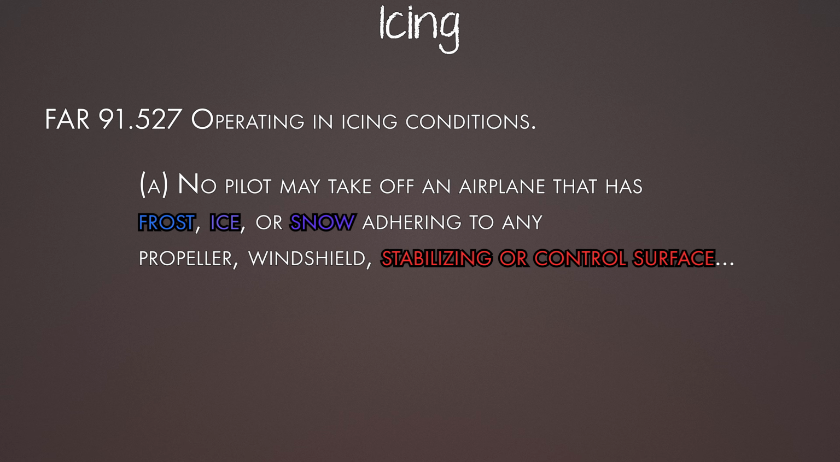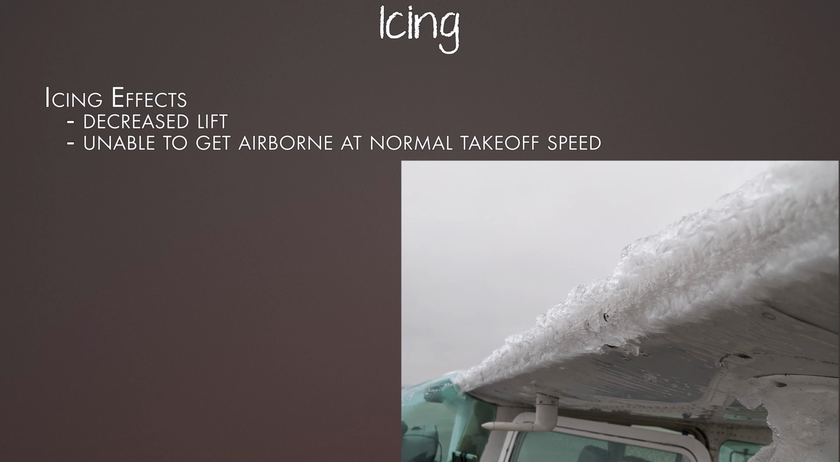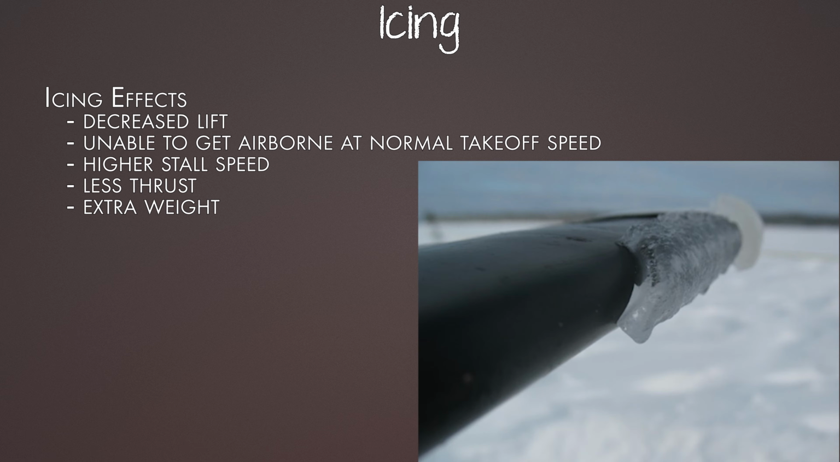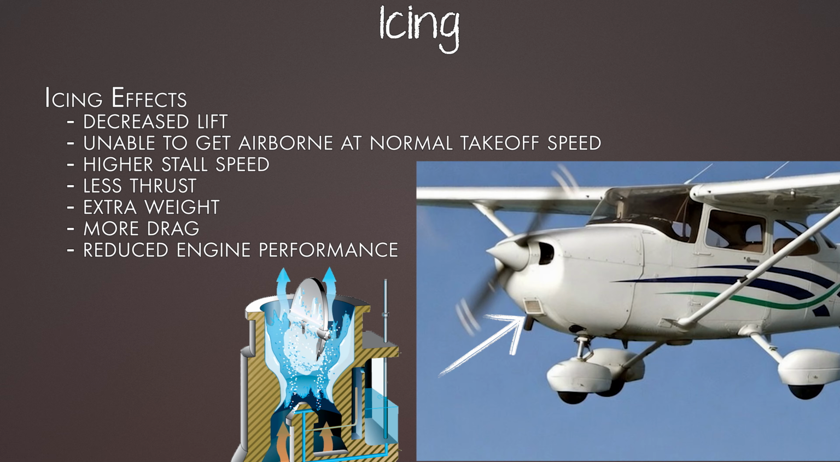Simple enough, right? Contamination disrupts the smooth airflow over the wing surface and decreases lift. So much so that you might not even be able to get airborne at your normal takeoff speed and will stall at a faster airspeed as well. Our propeller is a rotating wing, so less lift there equals less performance on top of the reduced lift on the wings. Ice adds extra weight. The extra weight and non-smooth surfaces add drag and maybe even some asymmetric roll for the ailerons. Ice can also block the air intake or ice up your carburetor, and that further reduces your performance.